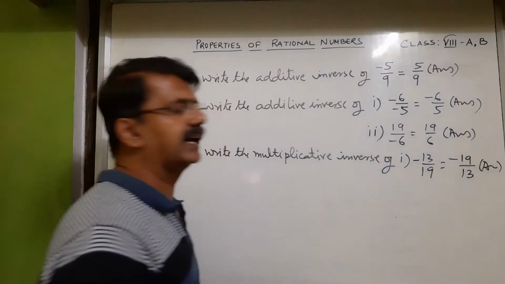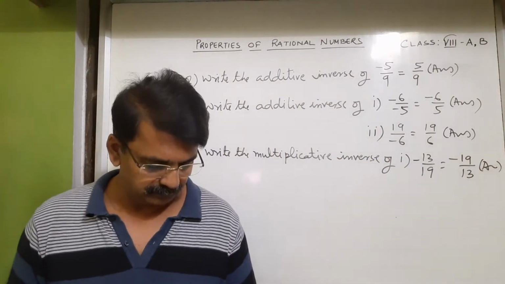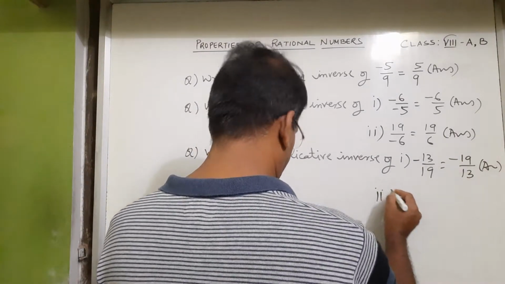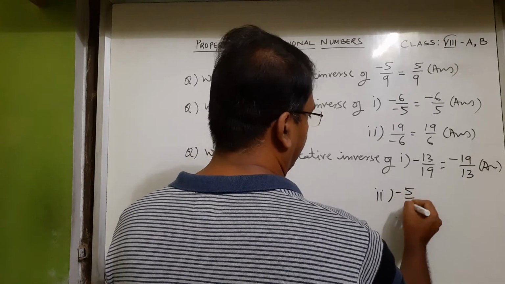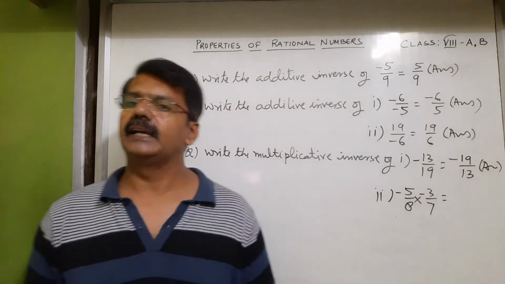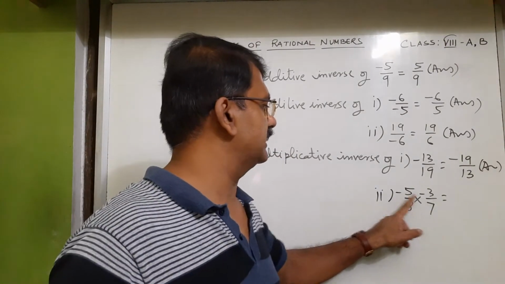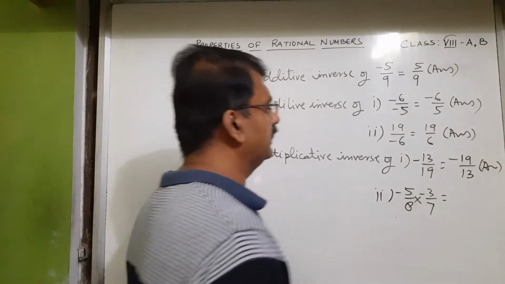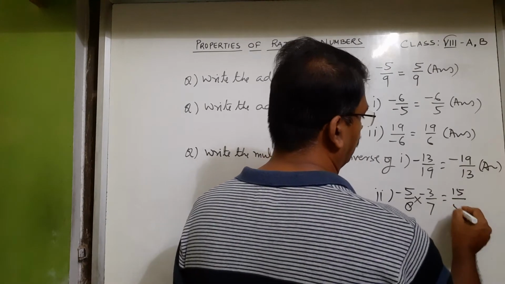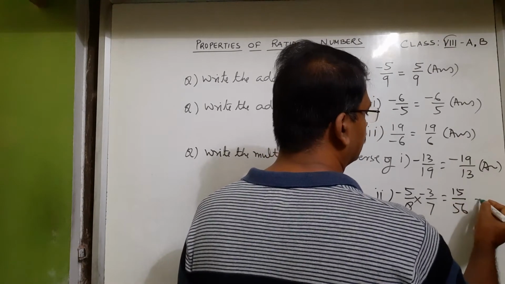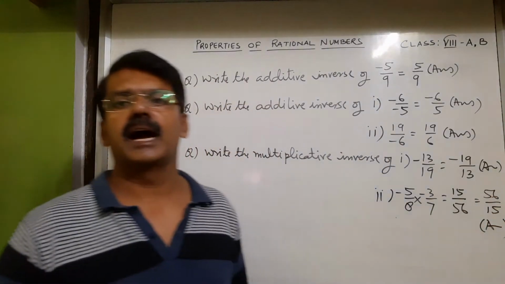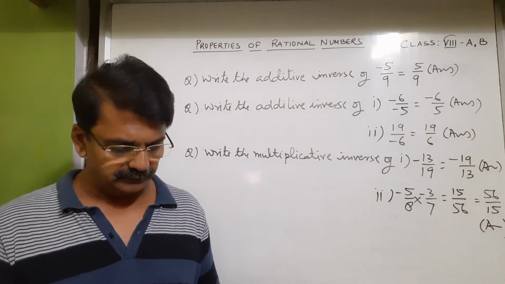The reciprocal, that is minus 19 by 13. Now the second part, minus 5 by 8 into minus 3 by 7. So first of all you multiply and then you write its multiplicative inverse. Minus into minus becomes plus. 5 into 3 is 15 and 8 into 7 is 56, and its multiplicative inverse will be 56 upon 15. The reciprocal, that is 56 upon 15. Clear?